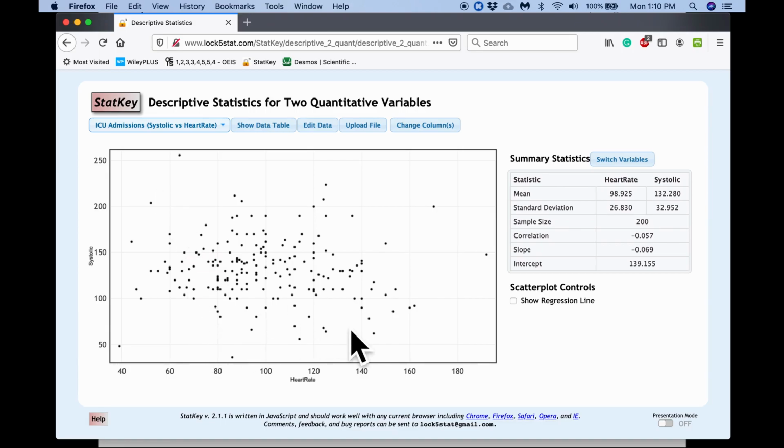In other words, as I look at the heart rates increasing, I'm seeing the blood pressures all over the place. I don't see them rising sympathetically or decreasing, falling sympathetically. I'm not seeing any trend whatsoever. So I really can't discern a direction of association between these variables.